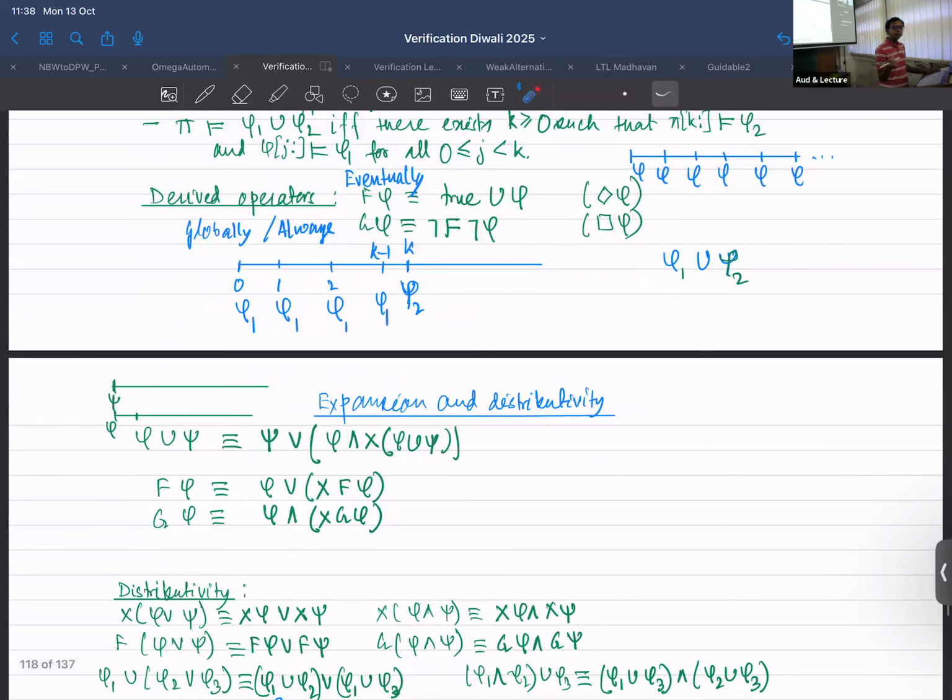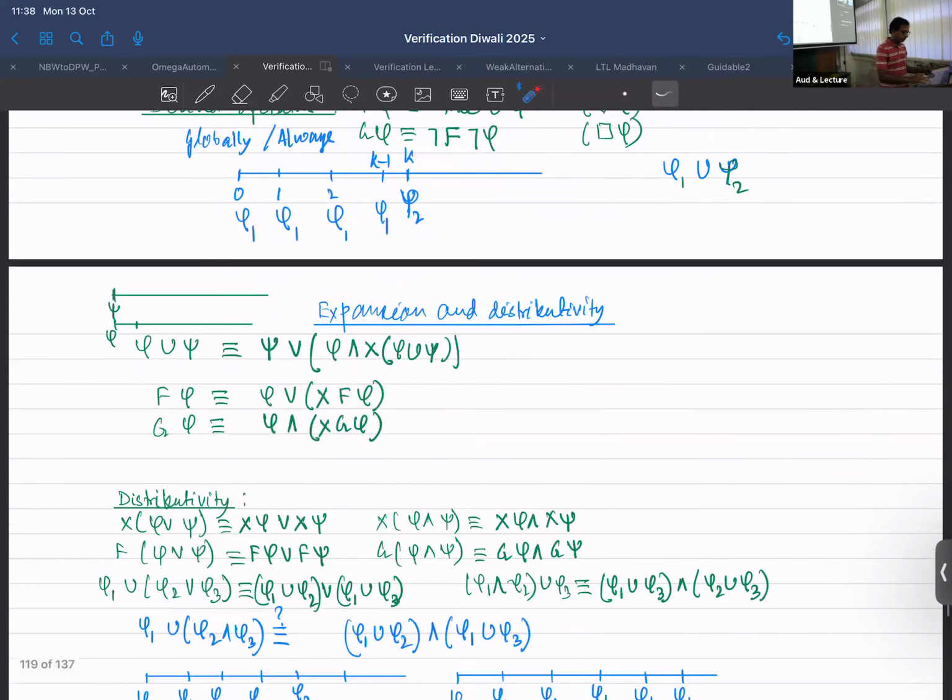right? And we also discussed some of the derived operators like eventuality, which is true until phi, eventually you want to see the phi. And then G of phi is like always phi. So at every time point, you'd like to see this phi. So it's called a linear temporal logic because these are discrete times, and there is a single timeline in some sense, right? And at every time point, you are saying that you would like to satisfy the formula.